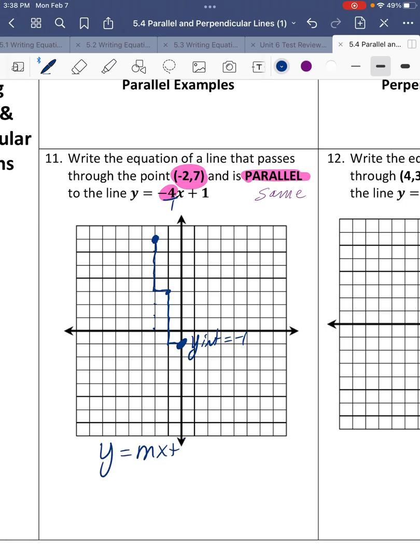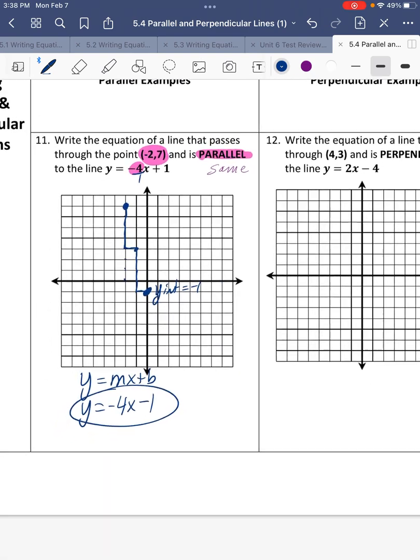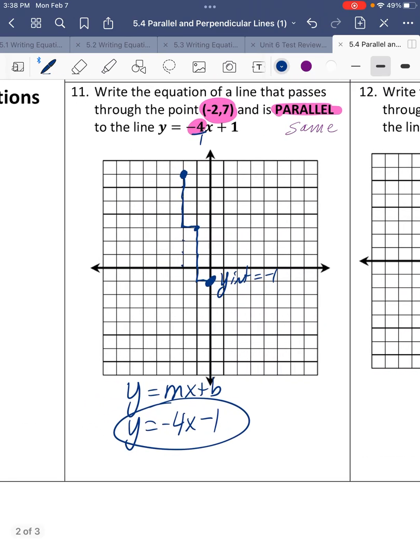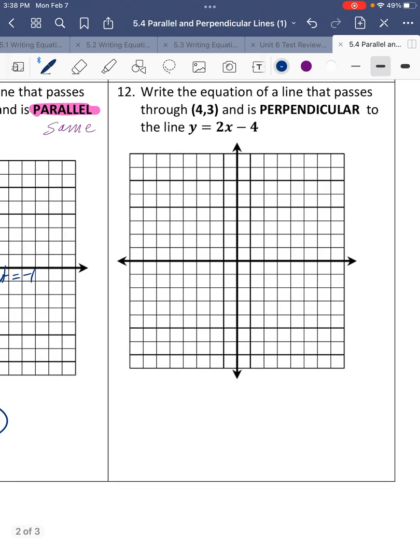So in the formula y equals mx plus b, we have the slope because we want them parallel, so it's negative 4. And then the y-intercept is negative 1, so it's plus a negative 1 or minus 1. To do this algebraically, I'm just going to do this graphically.